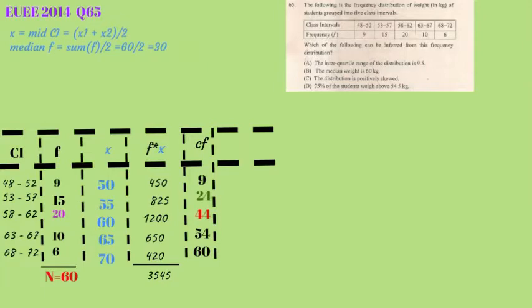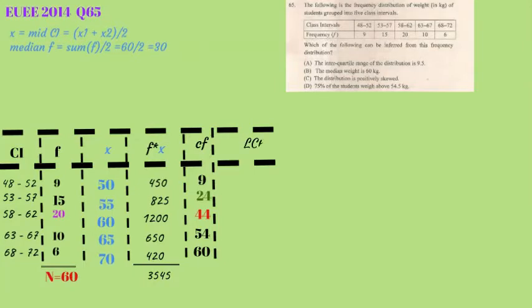Now let's find the cumulative frequency. The cumulative frequency is you just add from the top to the bottom, one on top of the other, and get to the last one. The last one should give you the total number of the frequency. So 9 plus 15 is 24, 24 plus 20 is 44, 44 plus 10 is 54, and so on. Then we have to find the LCB.